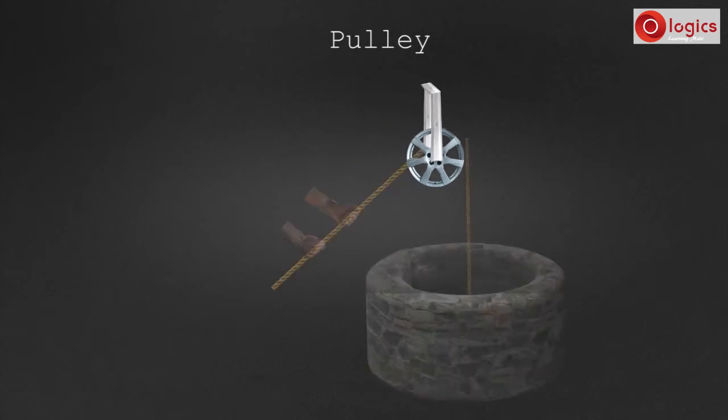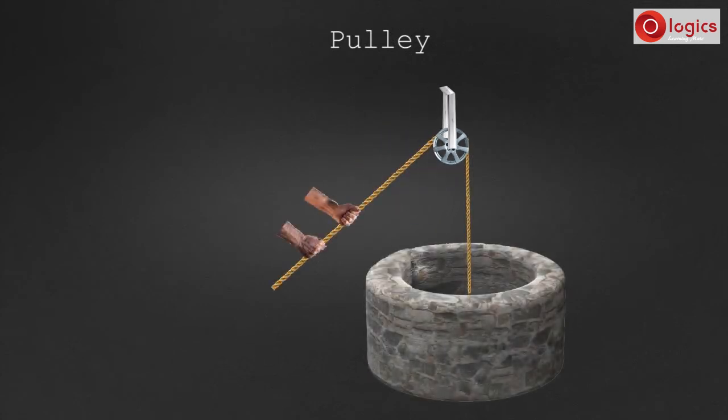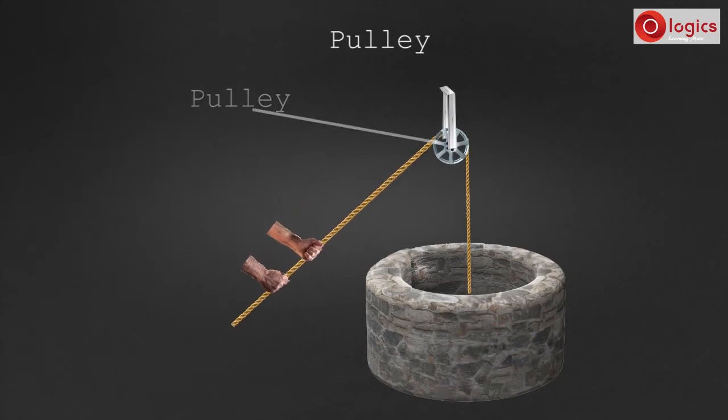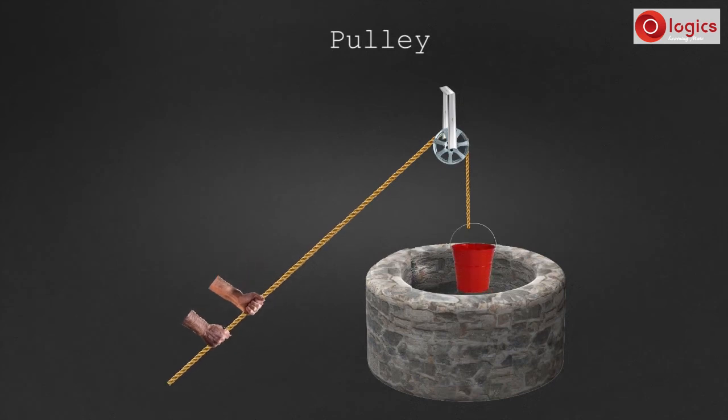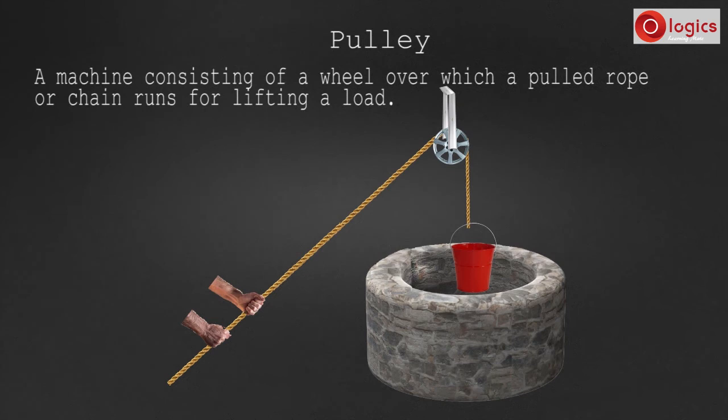Consider a person lifting water from a well. Observe a small fixed wheel through which a rope passes. This small wheel is known as a pulley. Through a pulley, lifting loads from below levels can be done easily. A machine consisting of a wheel, over which a pulled rope or chain runs for lifting a load, is a pulley.